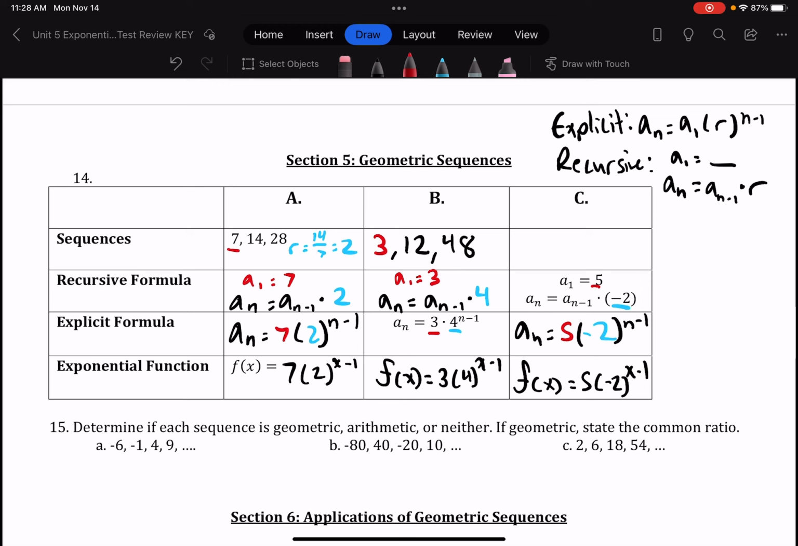I know I'm going to start off with a value of 5. I can multiply that by negative 2 to get me negative 10. But if I multiply negative 10 by negative 2, that's going to give me the value of 20, because a negative times a negative is a positive.